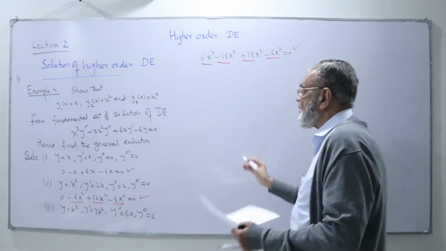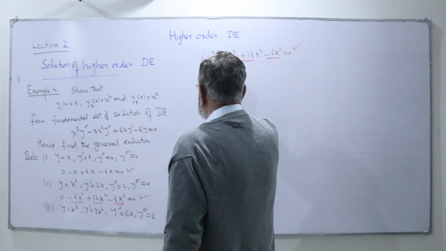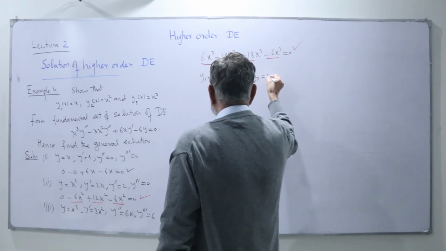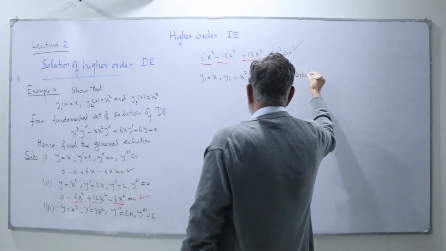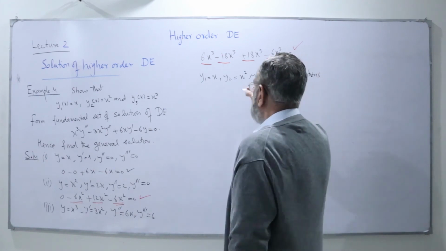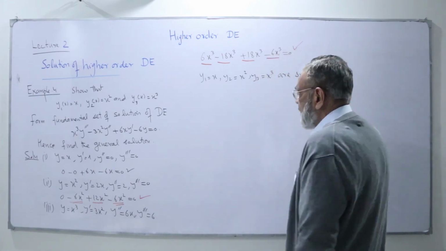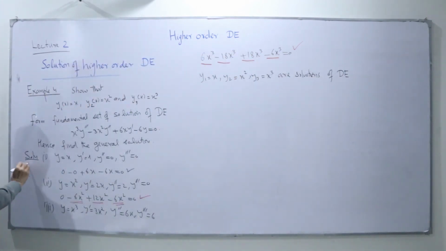So we say y1 is equal to x, y2 is equal to x squared, y3 is equal to x cubed are solutions of the differential equation. This was number one. We wanted to check that they are solutions of the differential equation.